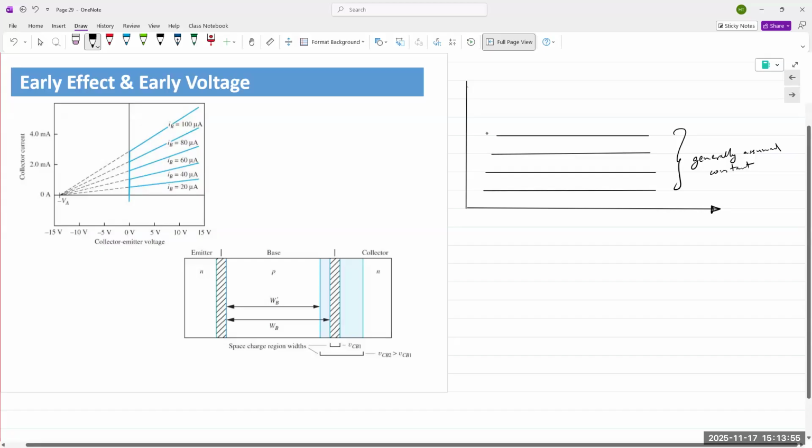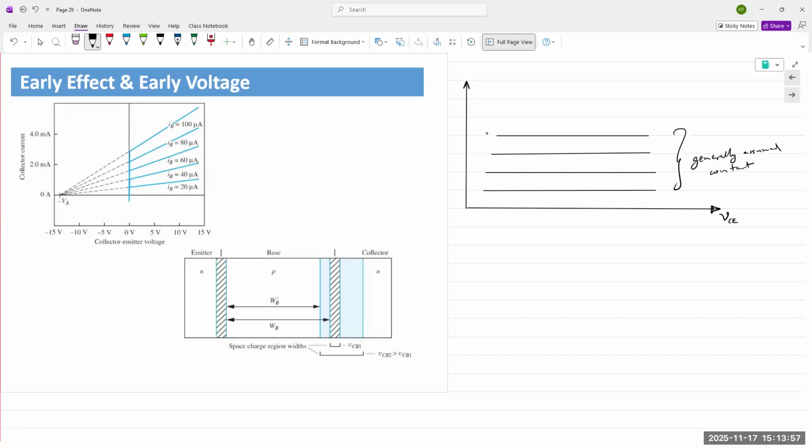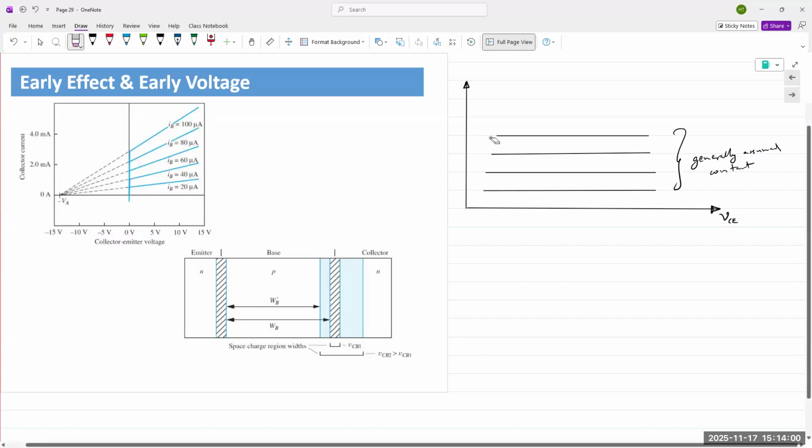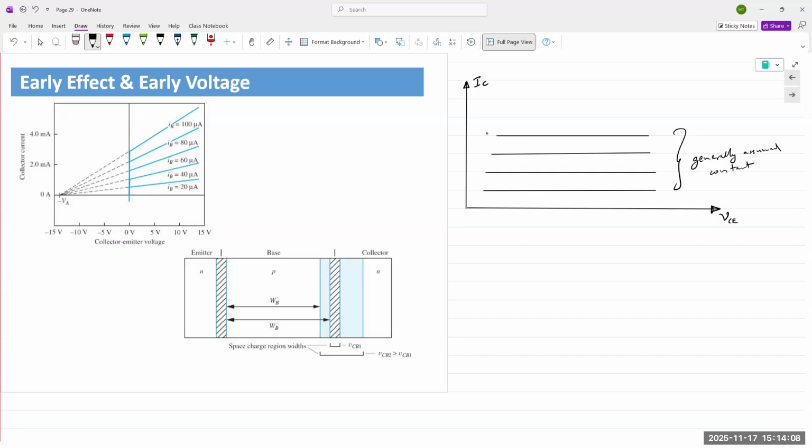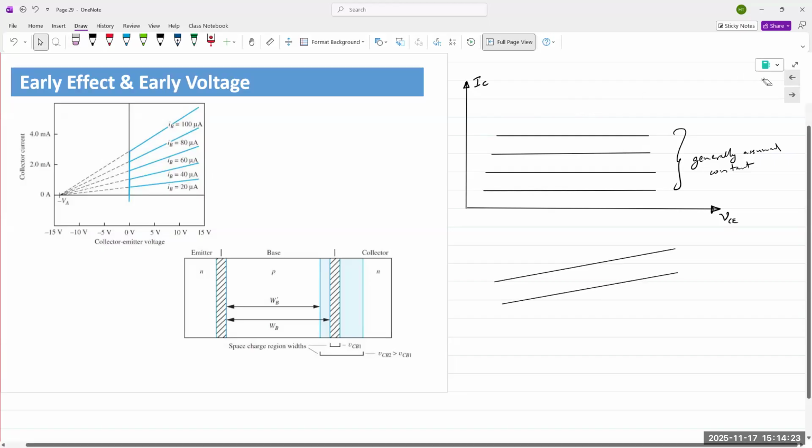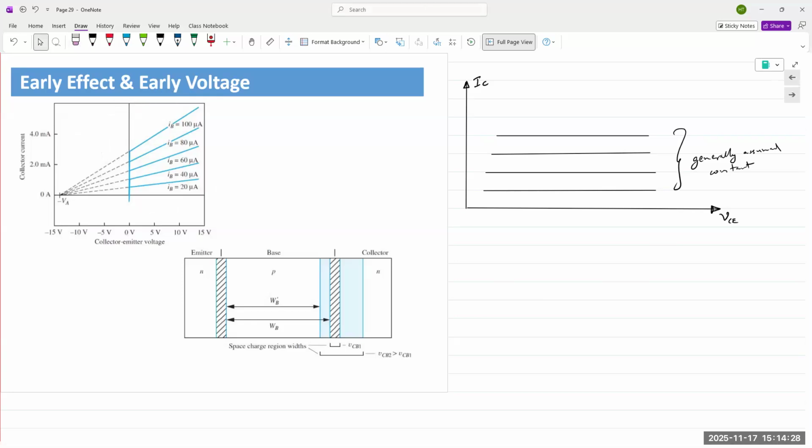Okay, so this is VCE and this is IC. And so we say that the BJT functions as a constant current source. But that's not really true. There is a slight curve, right? So there is a curve. Those curves are somewhat, and this is going to be exaggerated. Actually, why am I drawing it? We have it here. So let's see.